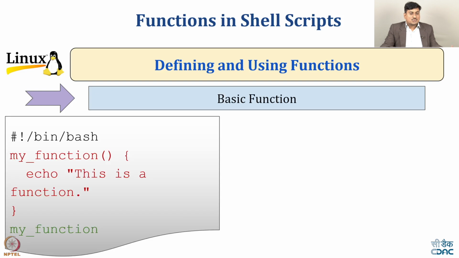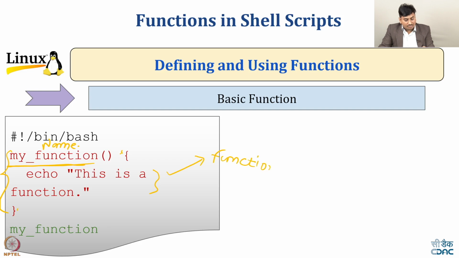Let's see how one can define functions and make use of them in a shell script. Just take a simple shell script where initially I declare the function. I put the name of the function here, then within these curly braces I put some code inside it. So this initial part is the function definition.